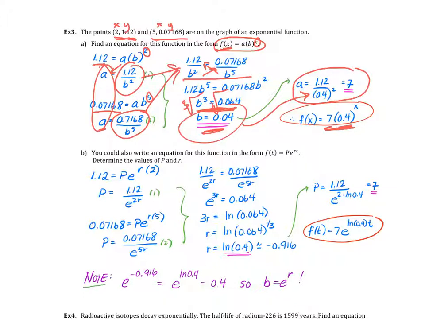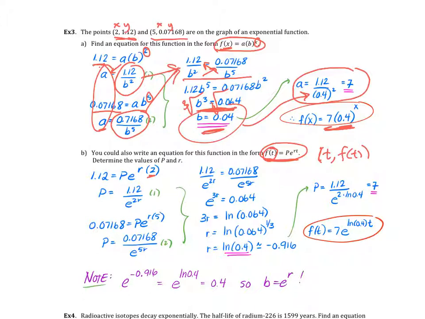Now, the second one, part B, is instead of getting the equation or the function in the form of a times b to the x, we're going to get the function in the form of p times e to the rt power. So it says we could also write this equation in this form. So how would we do that? Well, your t is your x value, right? And your f of t is your y value. And if you weren't sure about that, or you wonder why we knew that, well, because it says f of t. But your time is your x value in this case.